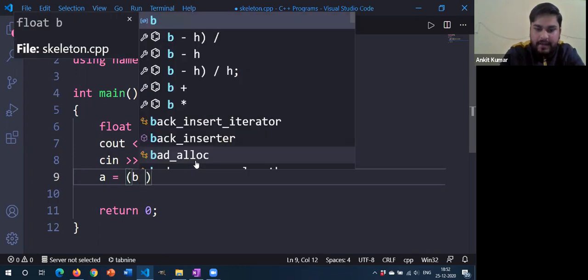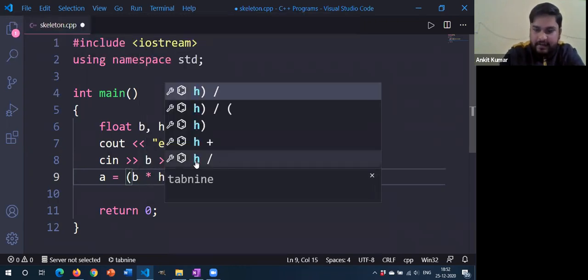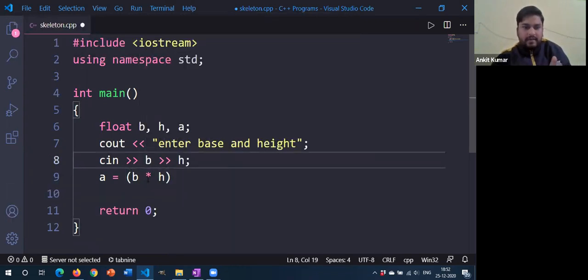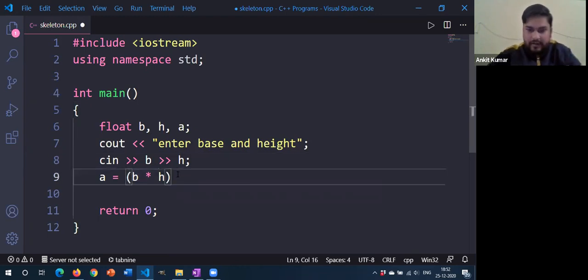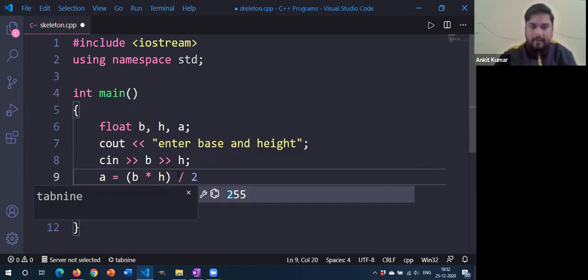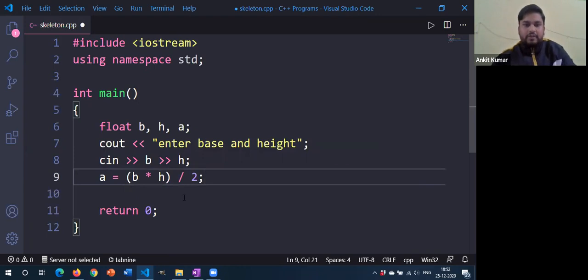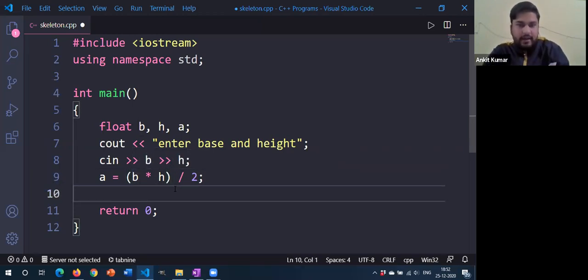I will multiply b with h, which is the height. Now you can see I have put the brackets because now I will divide it by 2. If I remove these brackets, I have to make things very clear about which operation is going to be done first.